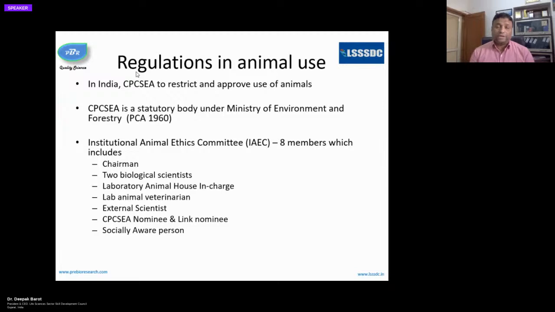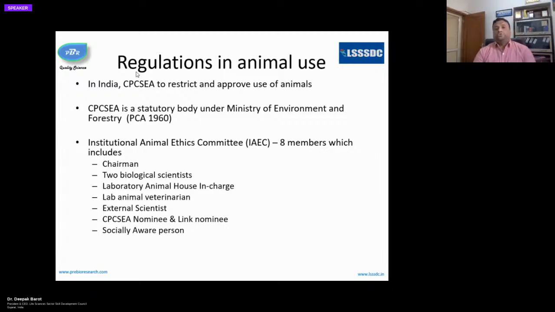And each institute should have its own Institutional Animal Ethics Committee, called the IAEC. Typically there should be an eight member committee, headed by the head of the institution, who will be the chairman. There should be two biological scientists as part of this committee. One scientist should be from outside the institute, to bring an unbiased scientific opinion. The laboratory animal house in charge should be a part of it. You should have one veterinarian who is responsible for the management of the animal facility. And then there should be a CPCSEA nominee. CPCSEA will nominate a couple of members; in the absence of a CPCSEA nominee, there should be a link nominee who can conduct the meetings.